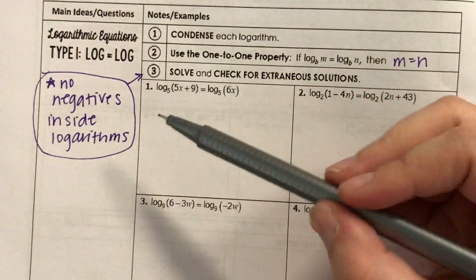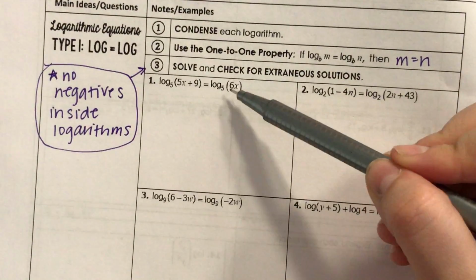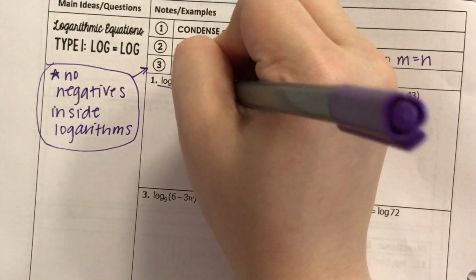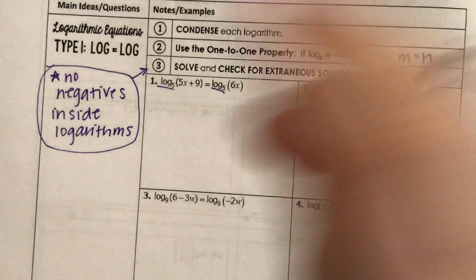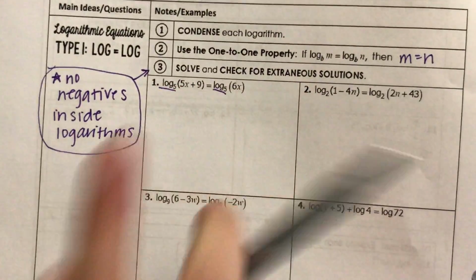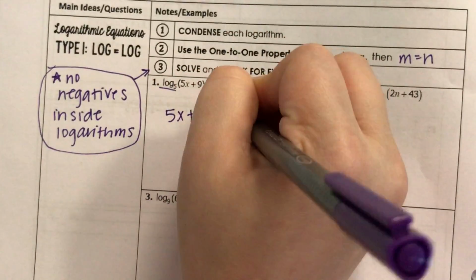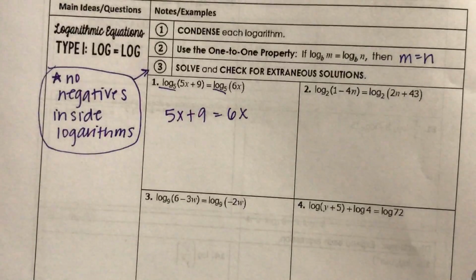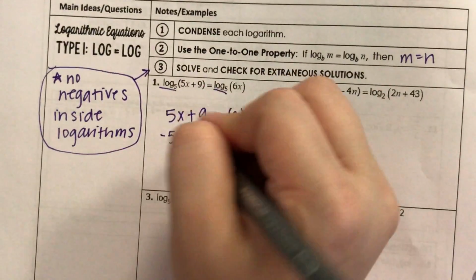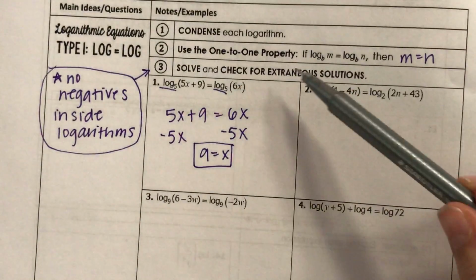Number 1, log base 5 of 5x plus 9 equals log base 5 of 6x. Look at this. These are both log base 5, which means all I have to do to solve is set what's inside equal to each other. 5x plus 9 equals 6x. Now we have a simple little equation. Minus 5x, 9 equals x. Solve and check for extraneous.